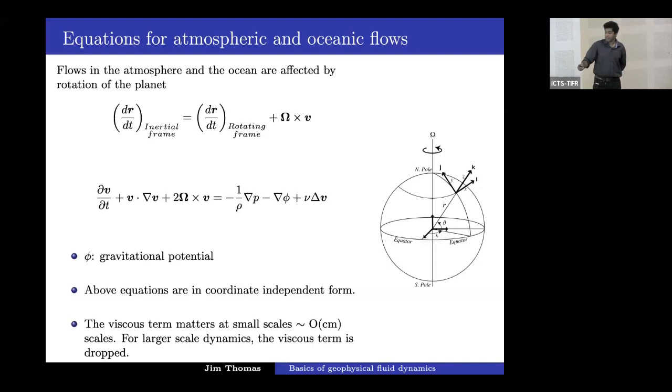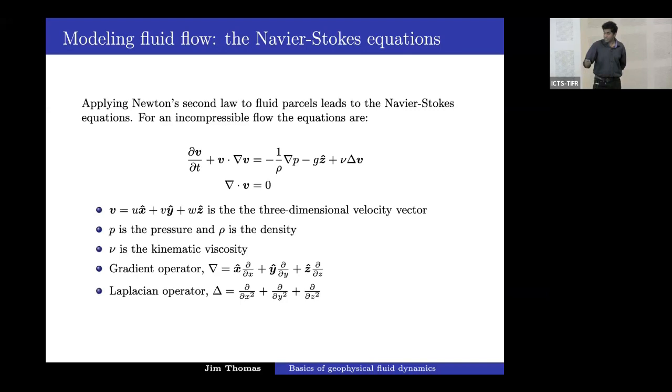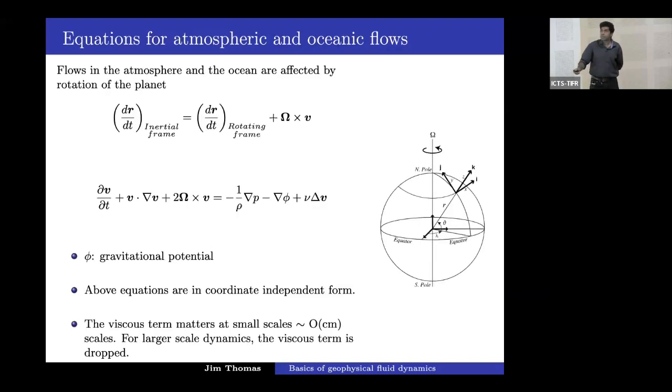In the previous slide I had this g term. This is the acceleration due to gravity, but this works if you are on a plane and acceleration due to gravity acts vertically downwards. That's why we have this negative g z cap. But if you are on the sphere, you need to express gravitational force as a potential. Gravitational force being a conservative force, you can write it as a gradient of a potential. So phi is a gravitational potential, and these equations are in coordinate invariant, or coordinate independent, form. So in any coordinate frame you can apply this.